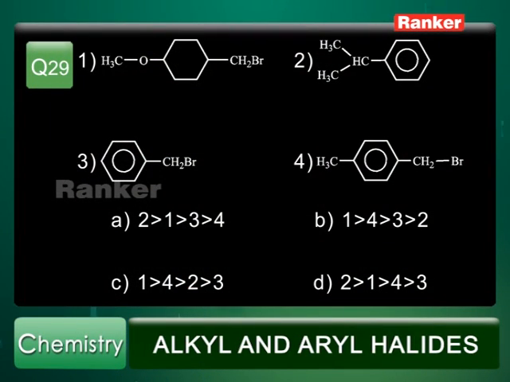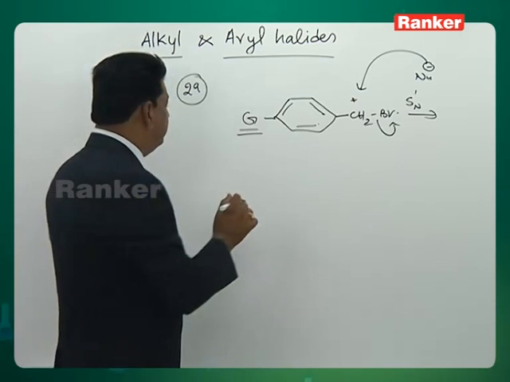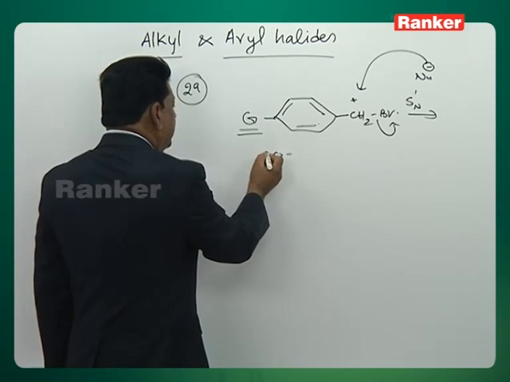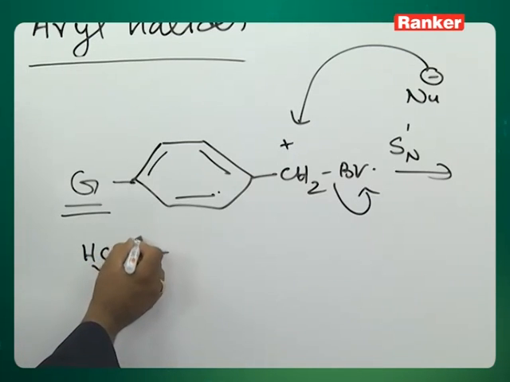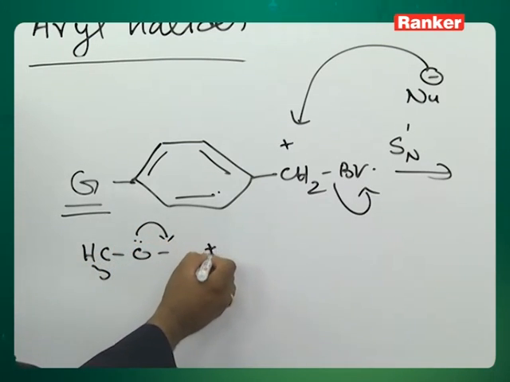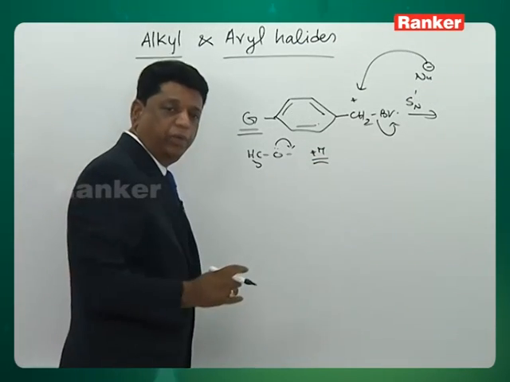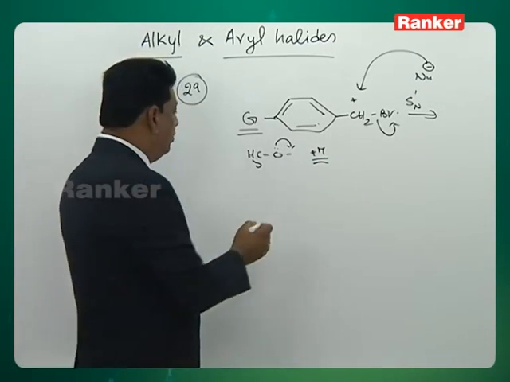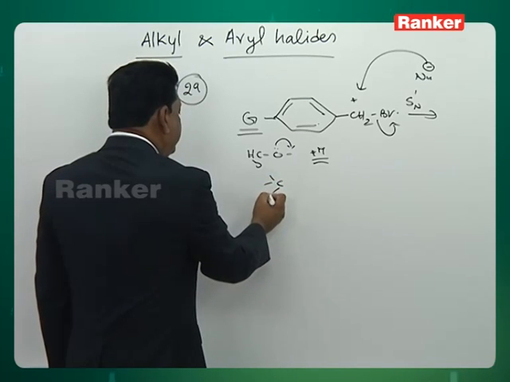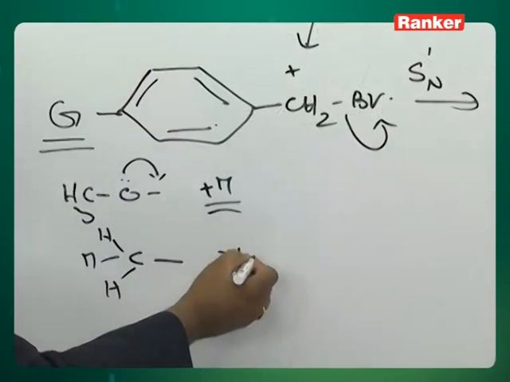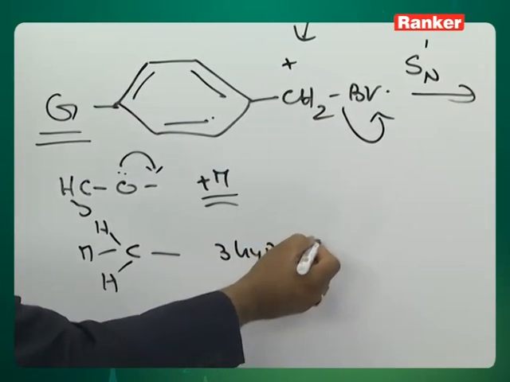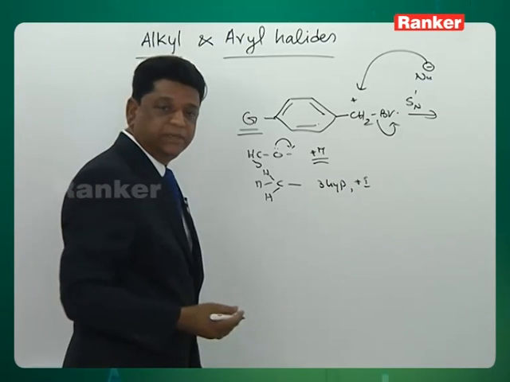The groups are methoxy, isopropyl, ordinary benzene with hydrogen, and methyl. So the best is the methoxy group. OCH3 shows lone pair donation, therefore it is a plus M group, a strong activating group. Then comes the methyl group, CH3, with 3 hyperconjugations, plus the I effect also, so two effects are operating.